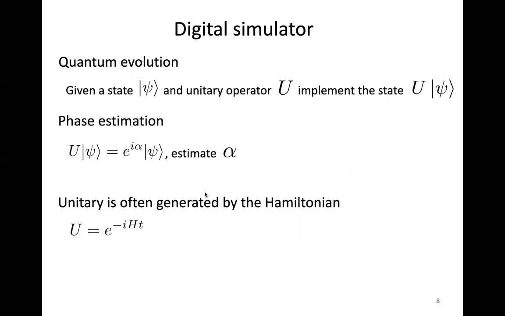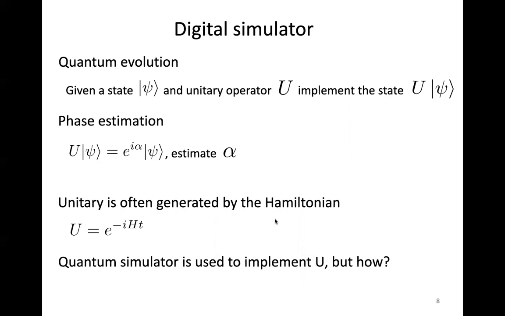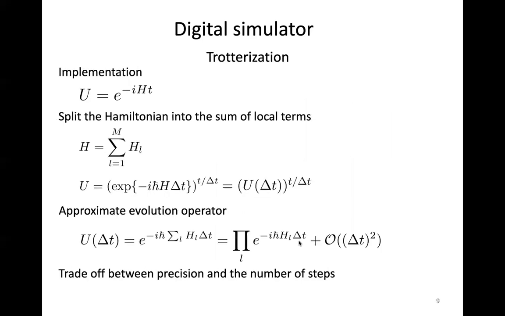Very often this unitary is just generated by a Hamiltonian. In that sense, this alpha that we measure would actually relate to an eigenvalue of the Hamiltonian. And basically, we want our quantum simulator to implement this unitary, this time evolution. But how do we do it? One of the ways would be trotterization. We want to implement this unitary, and it's very hard to exponentiate an operator and apply it. So what we would do is split the Hamiltonian into a sum of local terms, each of which can be easily implemented.